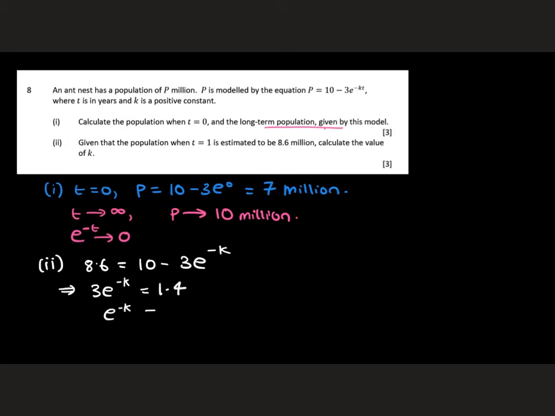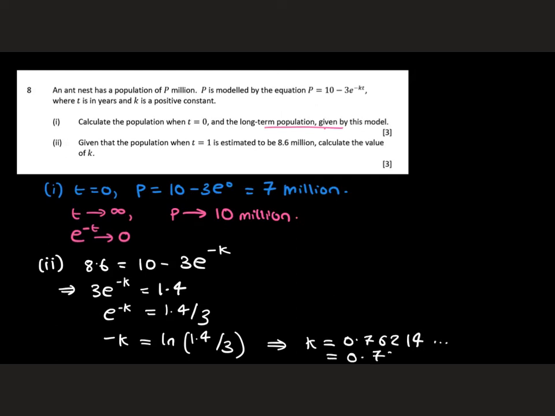E to the negative k is equal to 1.4 over 3. And then negative k is ln 1.4 over 3, which then allows us to work out the value of k, and this is 0.76214..., so 0.762 to 3 significant figures.